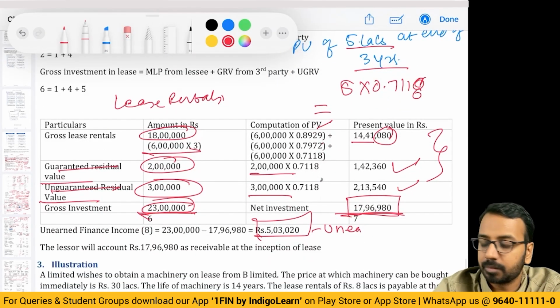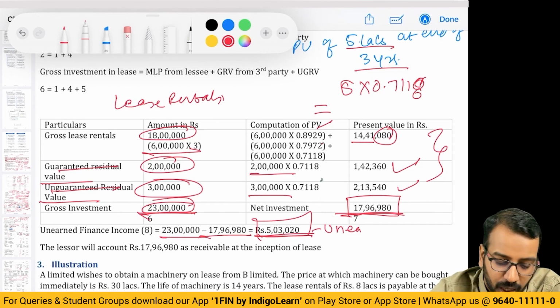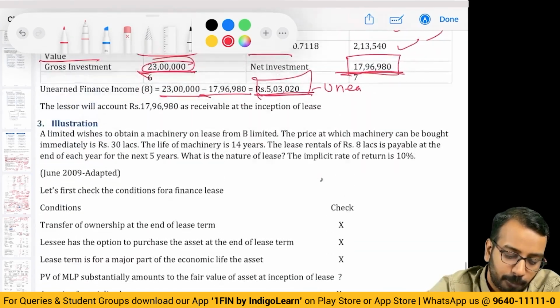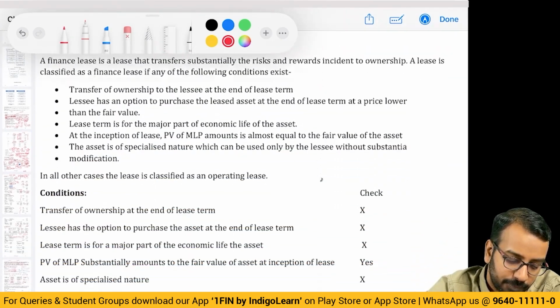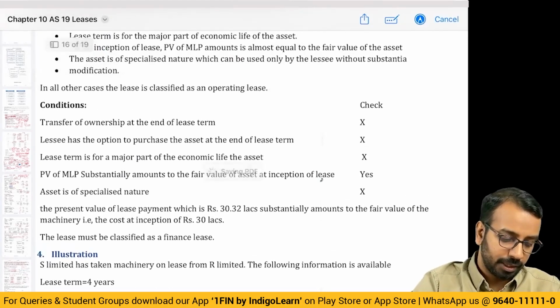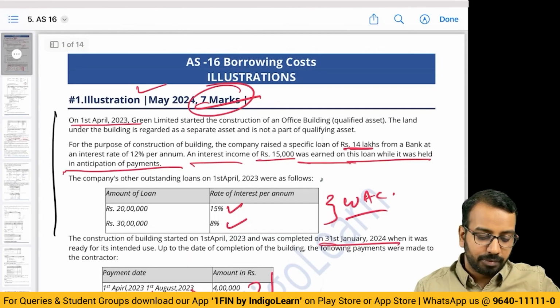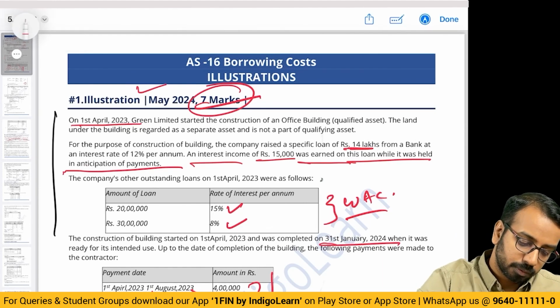So 23 lakhs minus 17 lakhs 96,000 is the unearned finance income. Okay. Now, having done this, let us look at some actual examination questions, which actually will give us more comfort.